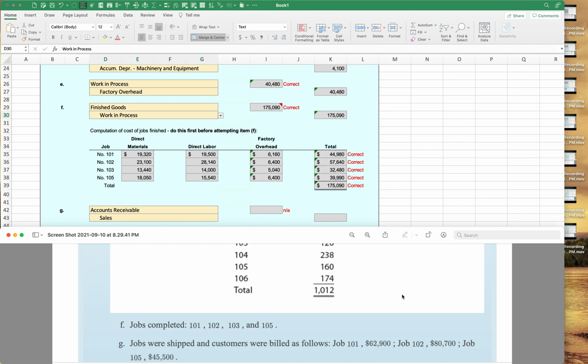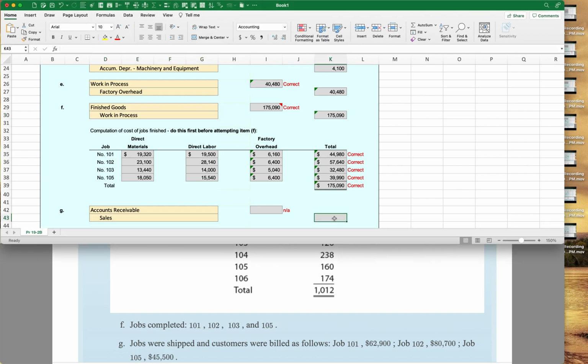And of course, we know that a receivable is an asset that increases via a debit. And so now all we have to do is record the associated sales with that. They tell us job 101, job 102, and job 105 have been sold. And so now we can determine the sales revenue that needs to be recorded for all 3 of them. The first one is 62,900. They give us this information. So I'm just going to add these items up: 80,000 plus 700 plus 45,500.